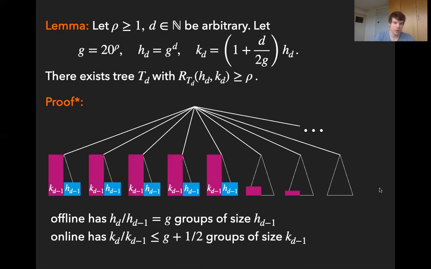And we can also think of the online servers as being in groups. And in that case, if the groups of online servers have size k_{d-1}, then the number of online groups would be k_d over k_{d-1}. And you can do a little calculation to see that this is at most g plus 1/2. So for the online algorithm, we cannot control, of course, that the online algorithm keeps its servers in these groups, but it will still be useful to think of the number of online servers as being in groups.